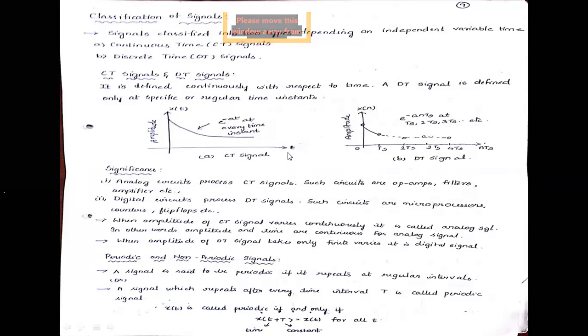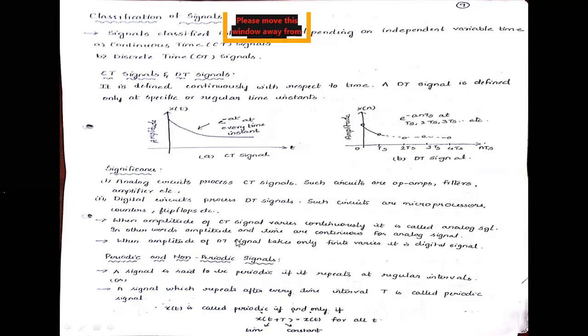In other words, the amplitude and time are continuous. Whatever we take on the x-axis as time, and on the y-axis as the signal x of t having the amplitude, both amplitude and time are continuous. We can call it a continuous time signal. So amplitude and time are continuous for analog signals.